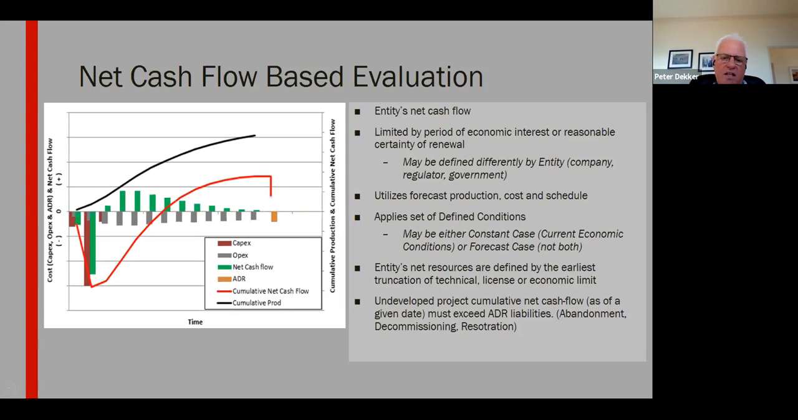And you can see that the ARD liability doesn't bring the net cash flow below zero. Therefore, this is a positive project. Therefore, this can have reserves. What you're producing here are called reserves.